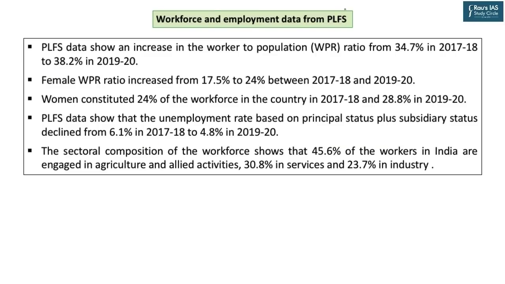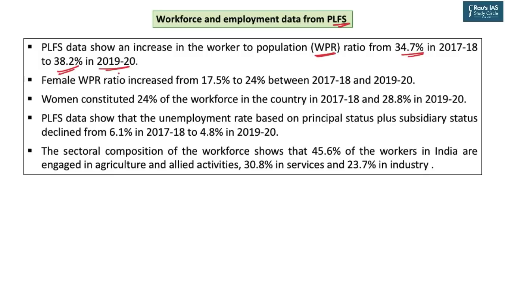According to the periodic labor force survey, there has been an increase in the worker to population ratio from 34.7% in 2017-18 to around 38.2% in 2019-20. The data that you see on this slide is worth remembering for the mains exam. Worker to population ratio has increased.